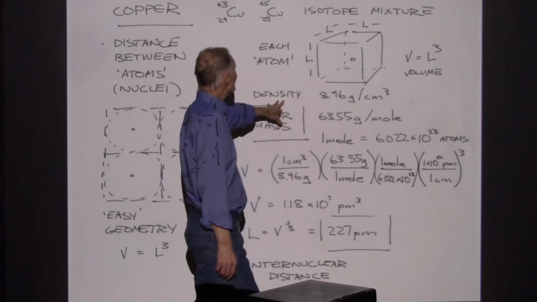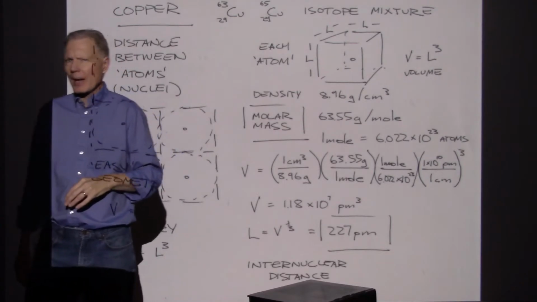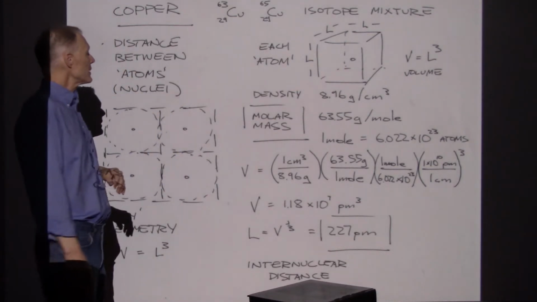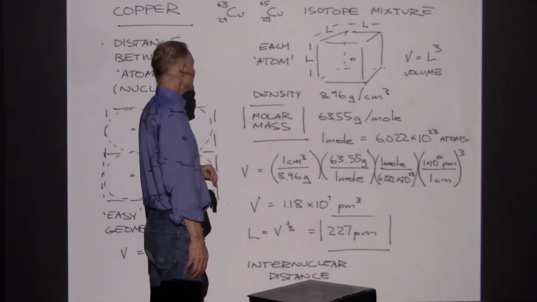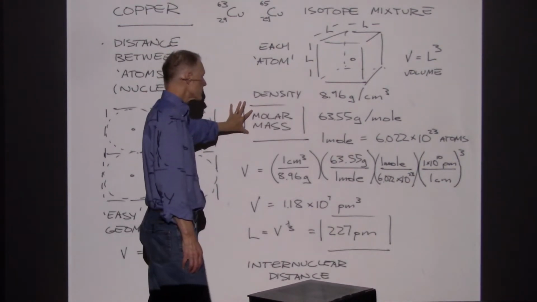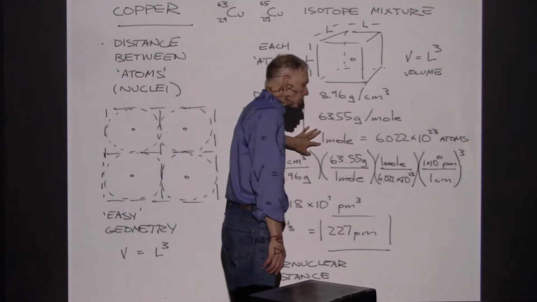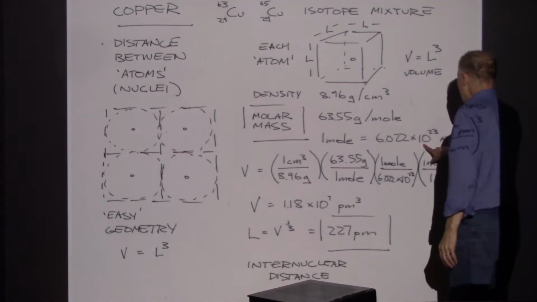Now, I looked up the density. The density I looked up online said 8.96 grams, so I'm going to go with that: 8.96 grams per cubic centimeter. Now, there's what's called a molar mass. A mole of copper atoms would be this number.